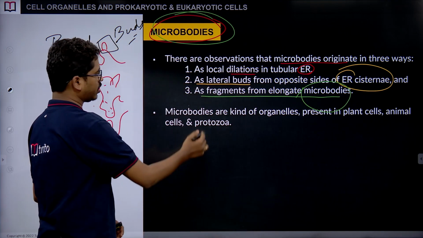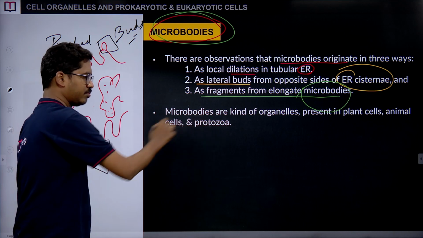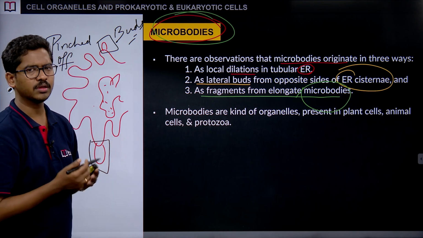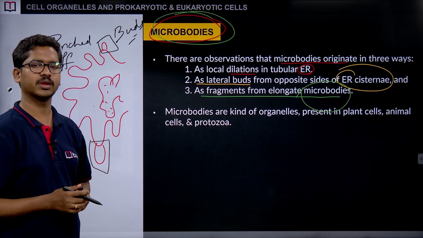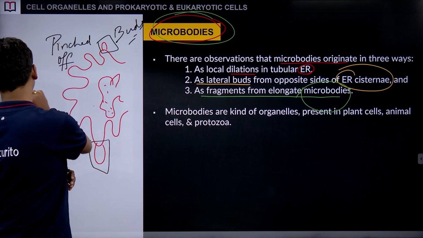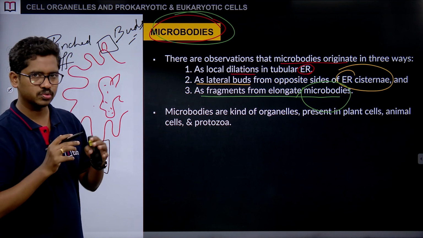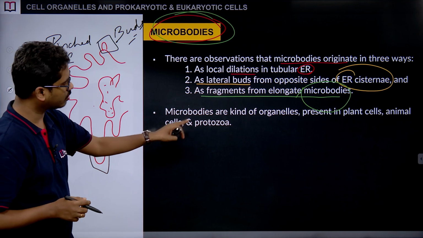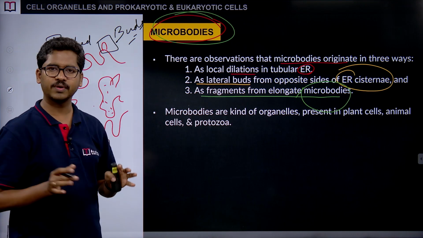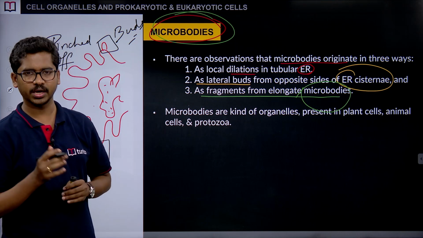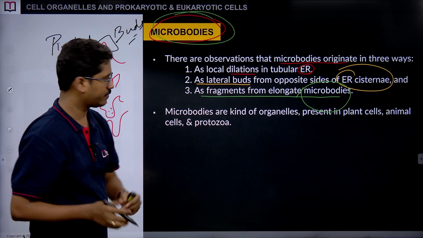Now, you see these microbodies are organelles present in plant cells, animal cells, and protozoa. Wherever you see organelles like the endoplasmic reticulum, you will see the formation of microbodies. That is a usual scenario. Here they have specified the cells where you will find the presence of microbodies.